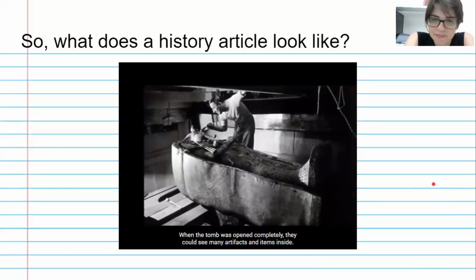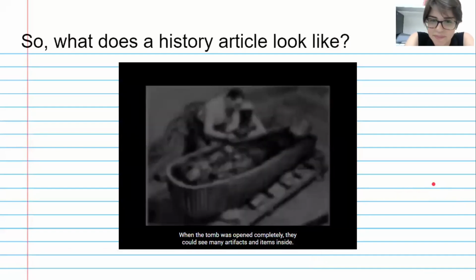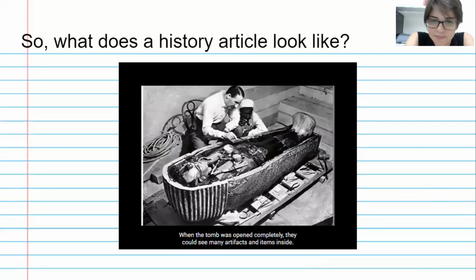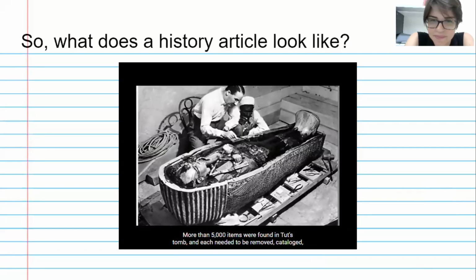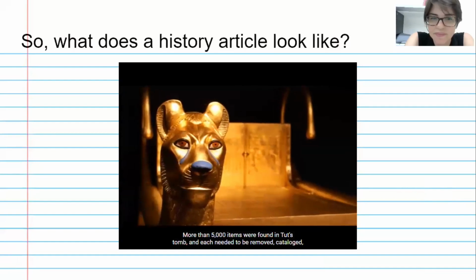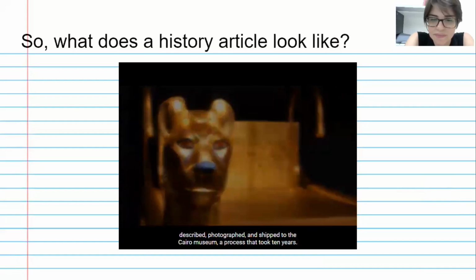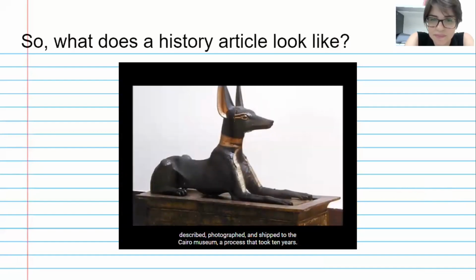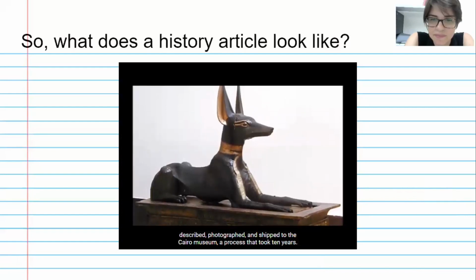When the tomb was opened completely, they could see many artifacts and items inside. More than 5,000 items were found in Tut's tomb, and each needed to be removed, cataloged, described, photographed, and shipped to the Cairo Museum, a process that took 10 years.